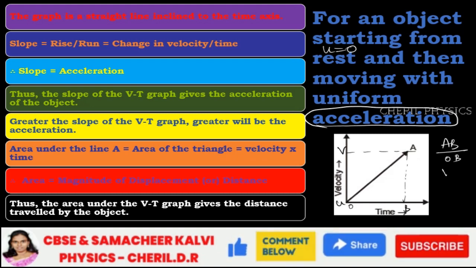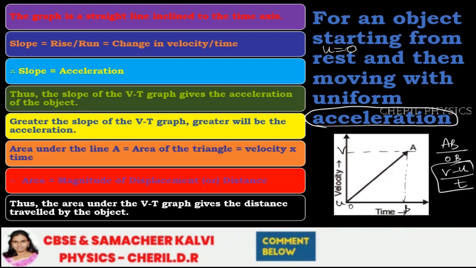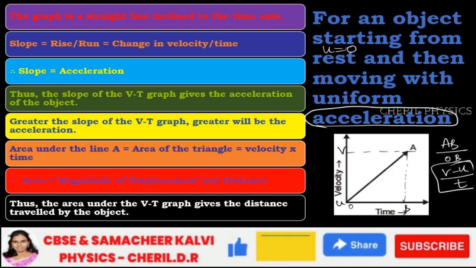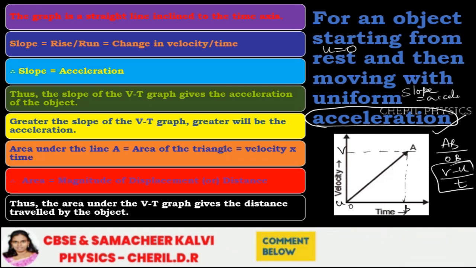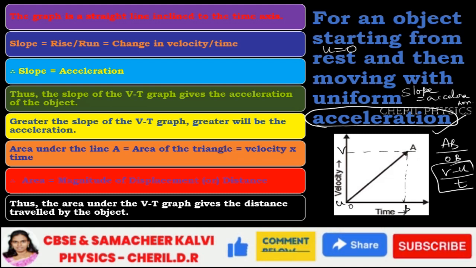So what is AB? AB is nothing but v minus u. And what is OB? OB is t. What is (v minus u) by t? You must all remember that (v minus u) by t is the rate of change of velocity, and the rate of change of velocity is acceleration. So we can conclude that the slope of a VT graph will give us the acceleration of the object. That is our interpretation.